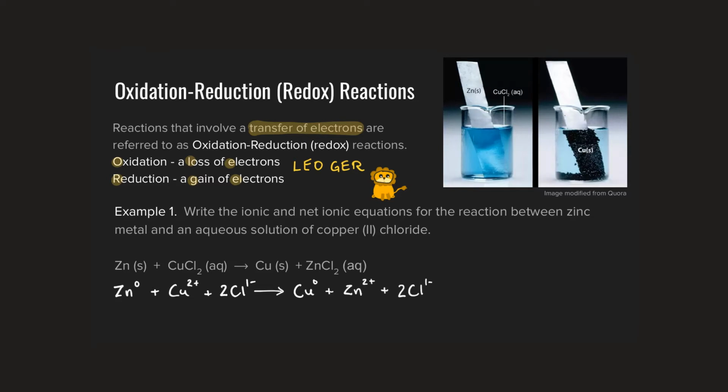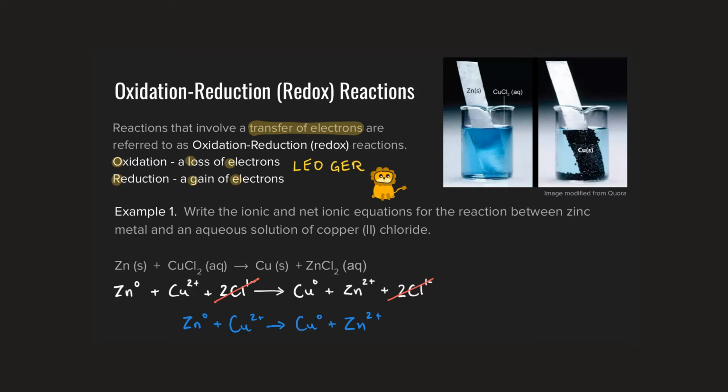All that remains to get to our net ionic equation is to cancel out our spectator ions, which in this case are those chloride ions, Cl-, so we'll cancel those off of both sides, leaving us now with our net ionic equation: Zn elemental plus a Cu2+ copper 2 ion forms copper elemental and Zn2+, the zinc ion. Now that we've written that net ionic equation, it's really easy here to now see why this is going to be classified as a redox reaction.